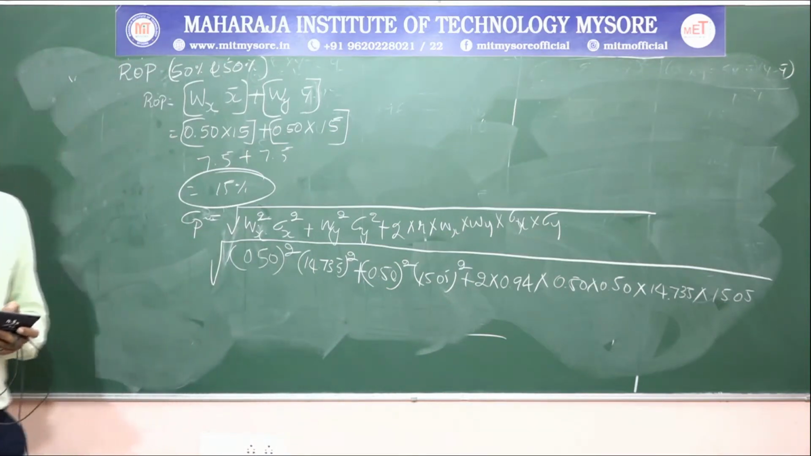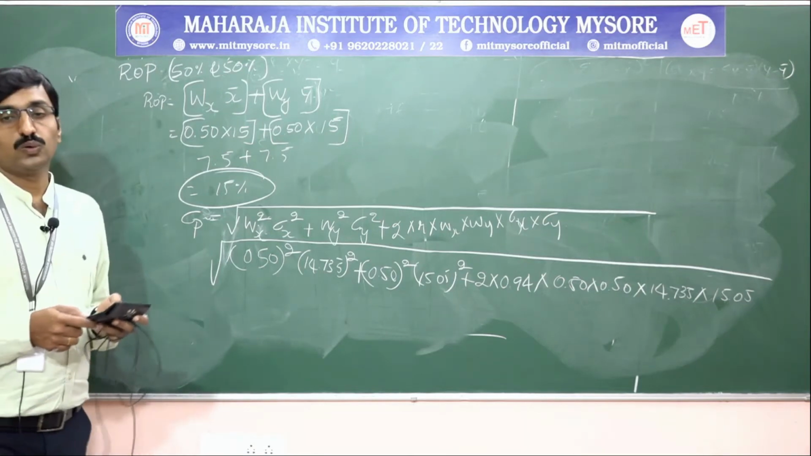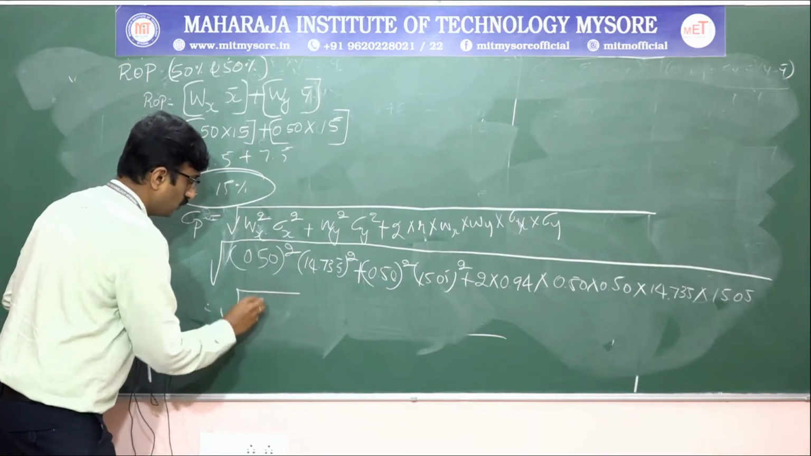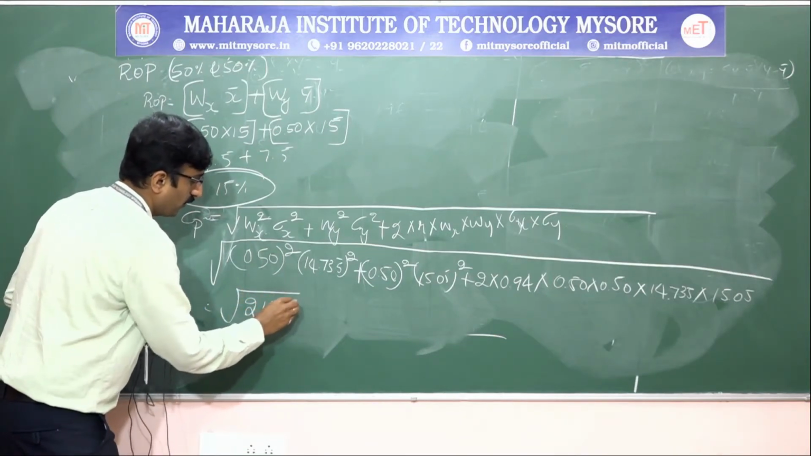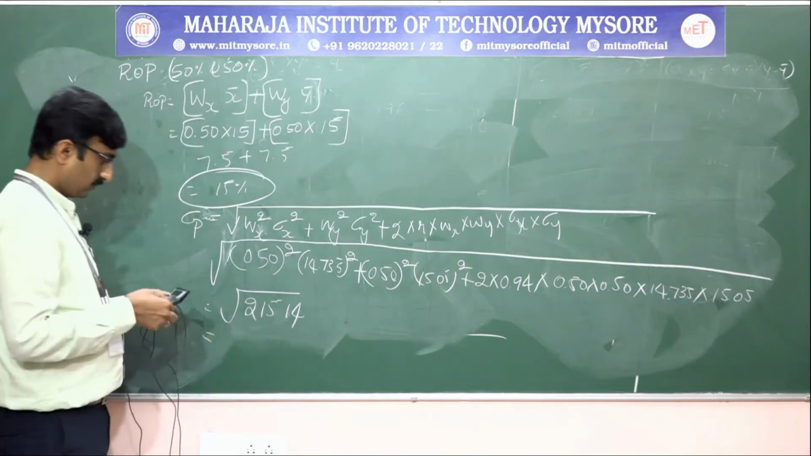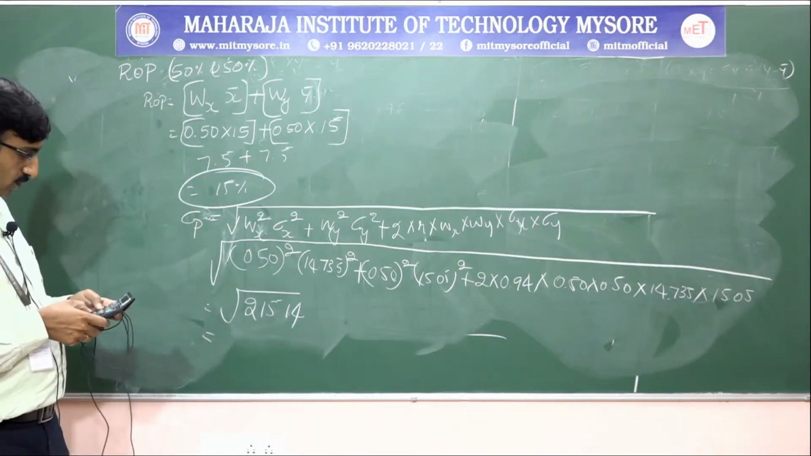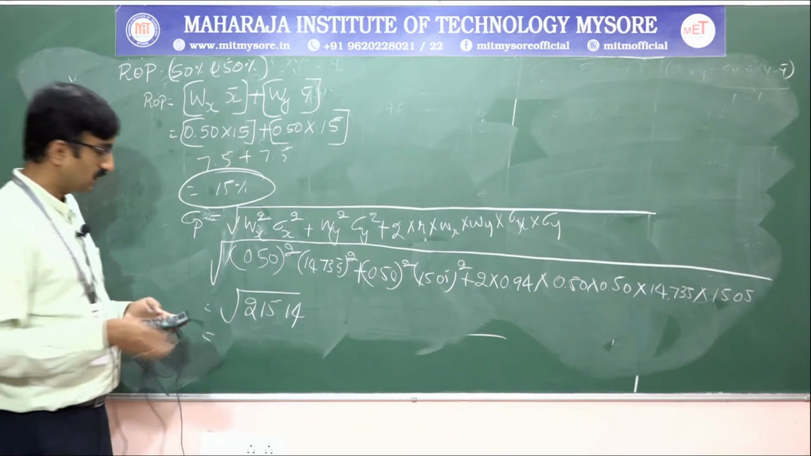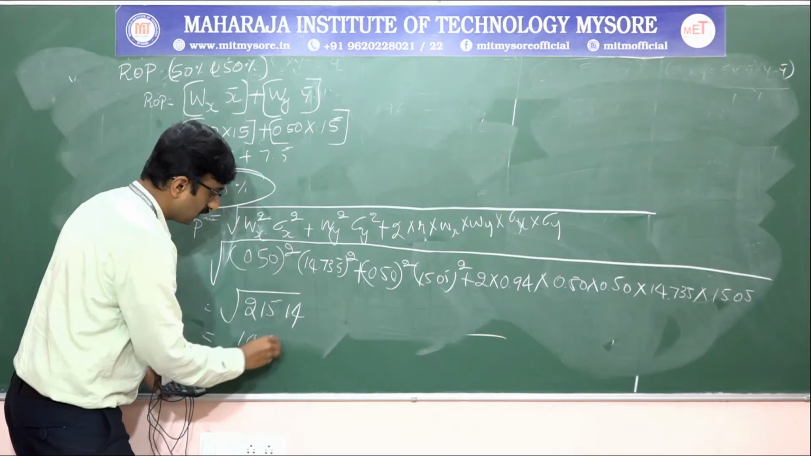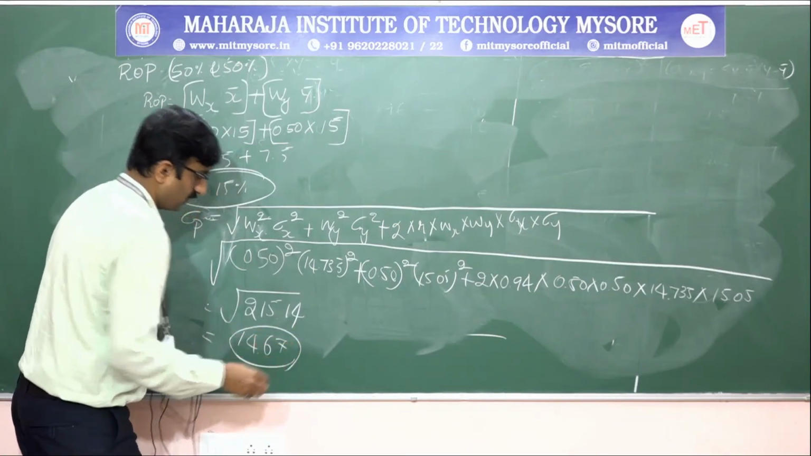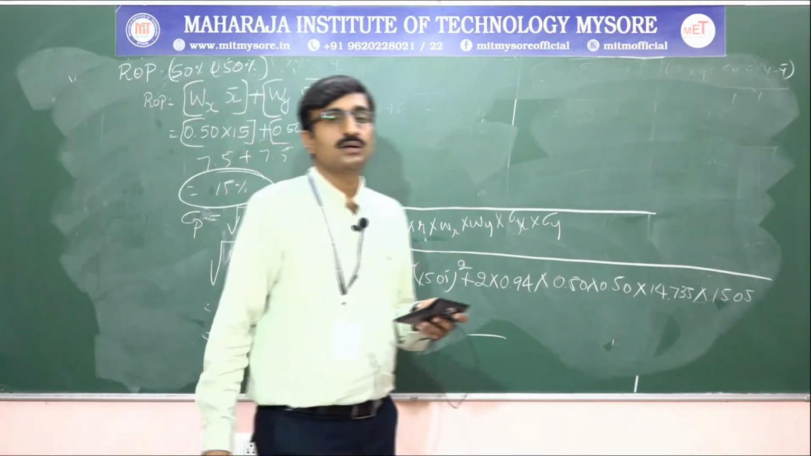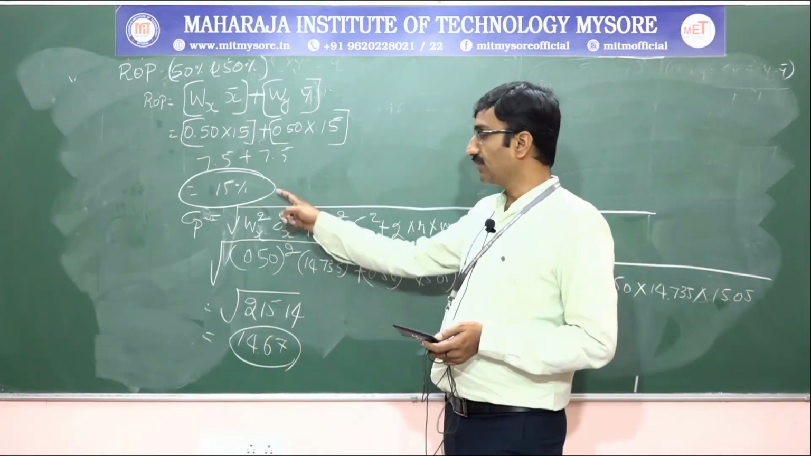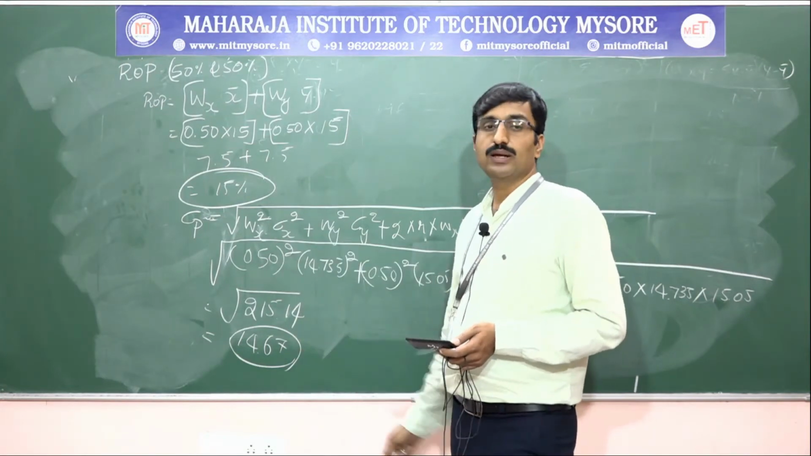Okay, so you are going to get root 215.14. The root value of 215.14, he will get 14.67%. This is the value of risk which we have found. So, return is 15% and the risk is 14.67.